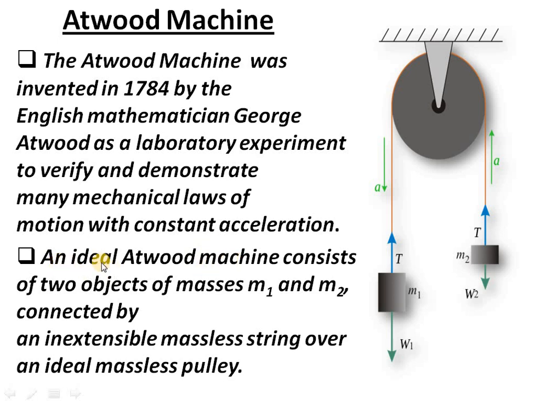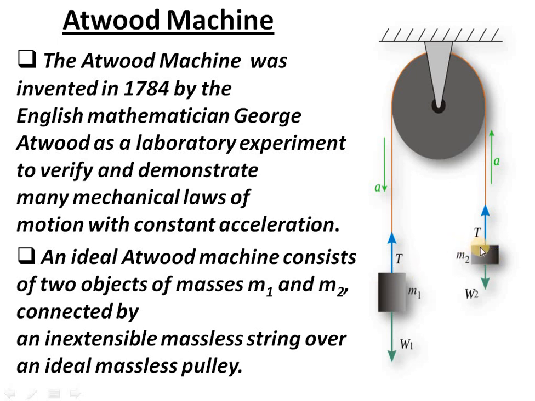In fact, an ideal Atwood machine consists of two objects of masses m1 and m2 connected by an inextensible massless string over an ideal massless pulley. Okay, I hope the idea is clear. And in this topic, what we are going to do is actually we will connect the two masses at the edges, the ends of this string. Masses will be of dissimilar value.